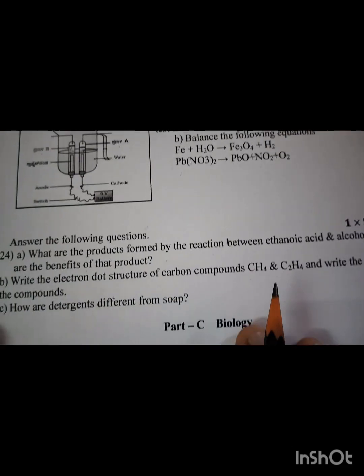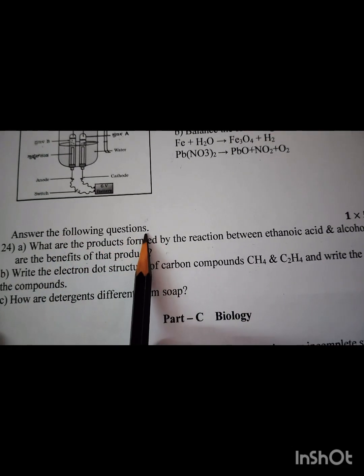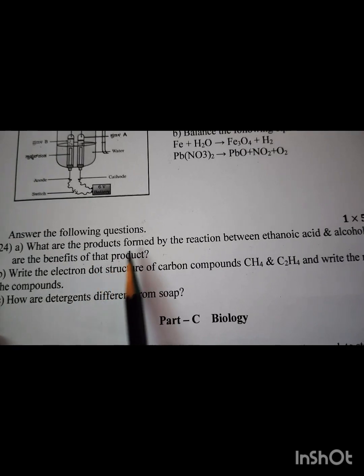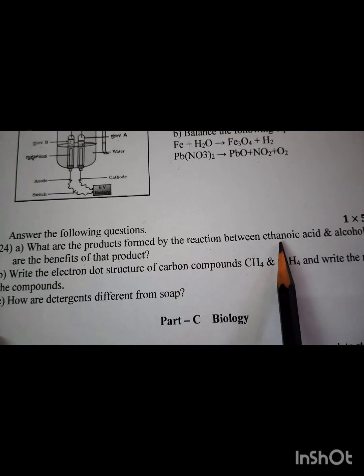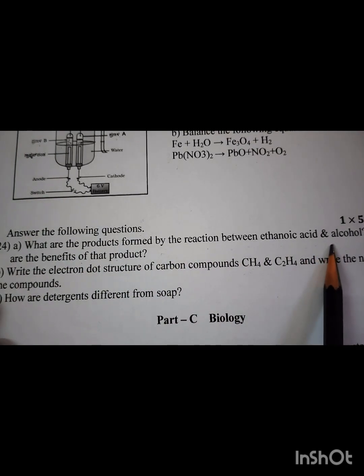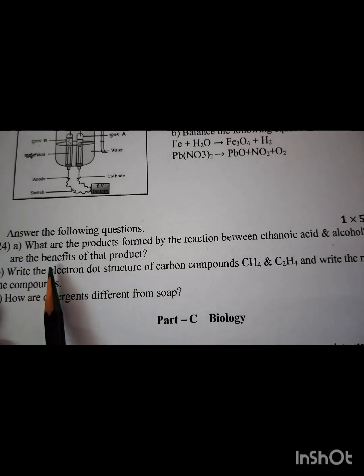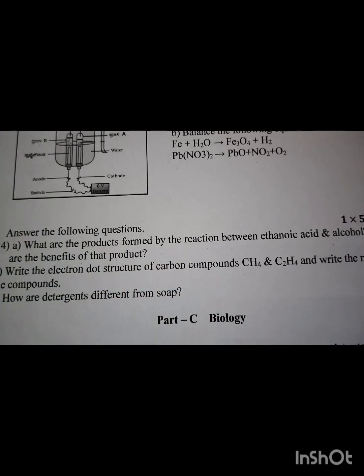Next, 11th main. Answer the following questions. What are the products formed by the reaction between the ethanoic acid and alcohol? What are the benefits of that products? Whenever the ethanoic acid and ethanol react, it forms the ester.